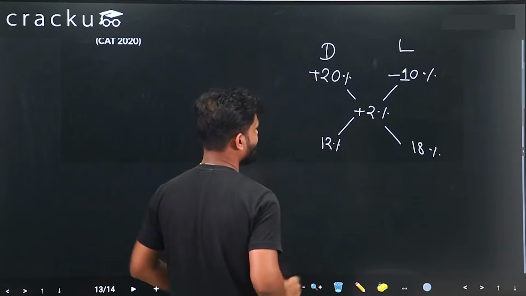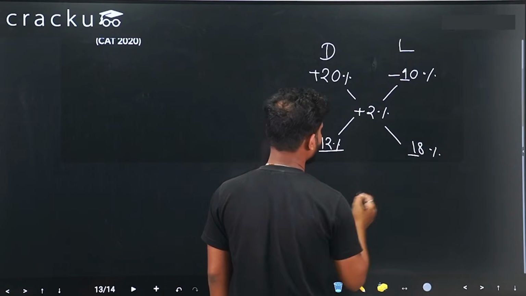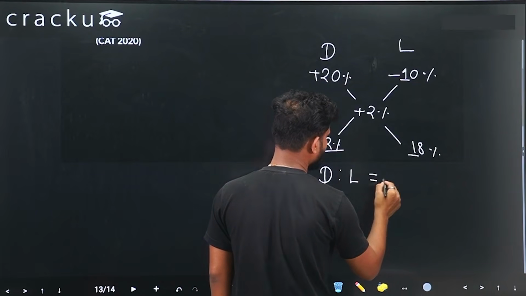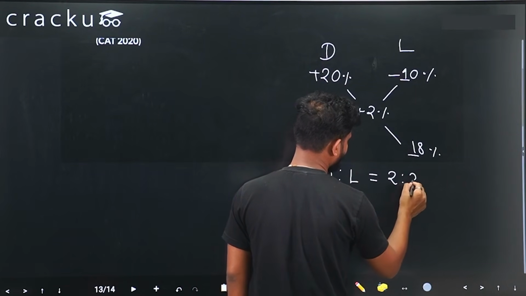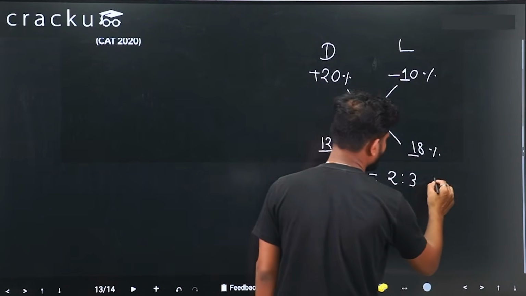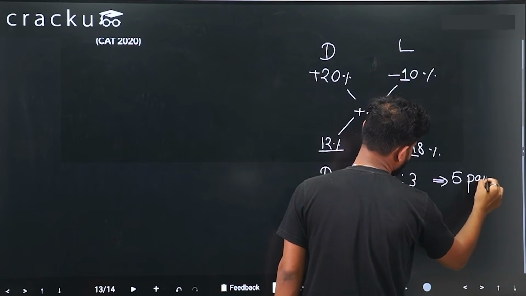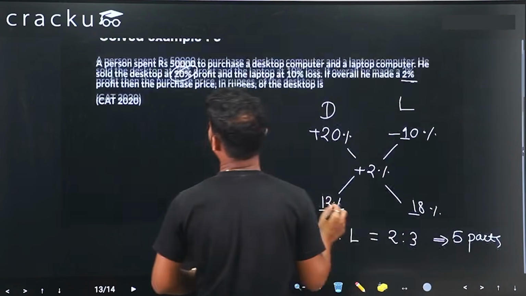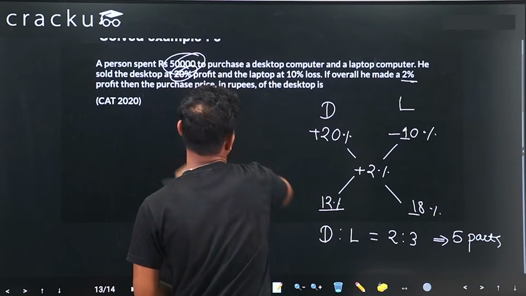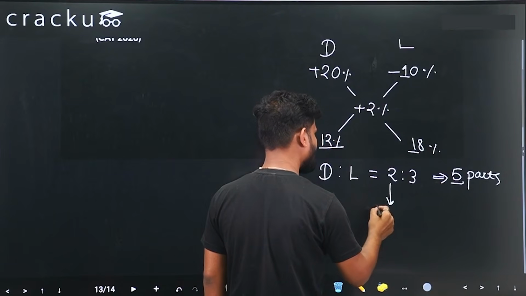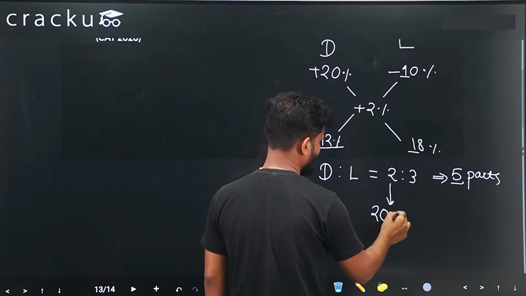What is the ratio? Ratio is 12% is to 18%. So desktop is to laptop ratio is 2 is to 3. What is the total parts? Total parts is 5 parts. And this 5 parts is equivalent to total amount, which is 50,000. So if 5 parts is equivalent to 50,000, 2 parts will be equivalent to 20,000.